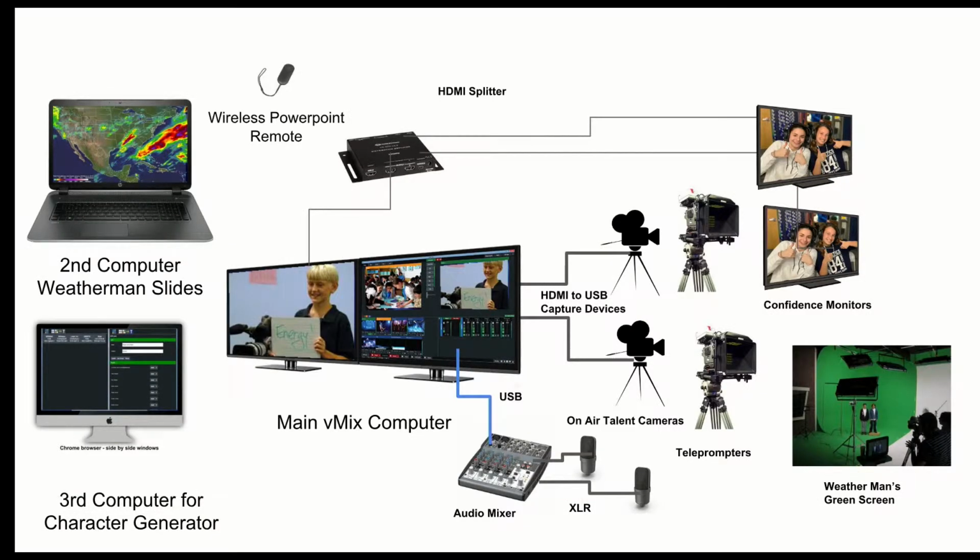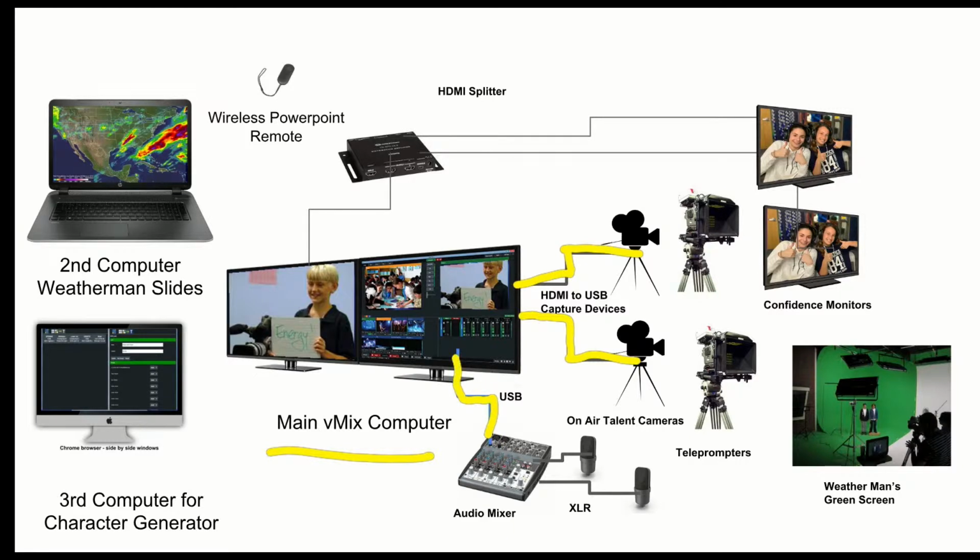So here is a look at the wiring diagram of the video production setup. So first of all, they have the main vMix computer, and we talked about how that is connected. It's HDMI to USB. We'll talk a little bit about capture devices in a future video, but into the computer.